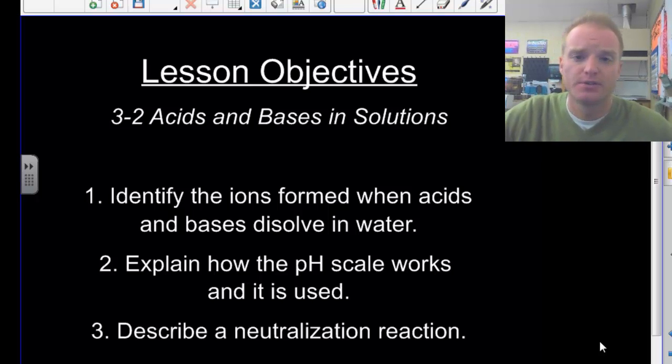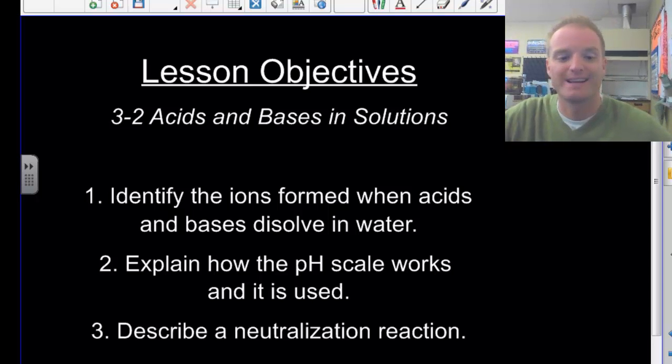So, this first page, guys, we're going over our lesson objectives. You do not write this down, but kind of what you should know by the end of the notes, our goals. The first one is to identify the ions formed when acids and bases dissolve in water. Secondly, we want to be able to explain how the pH scale works and how it's used. And finally, describe a neutralization reaction. Those are the three things by the end of this lesson I hope you guys have learned.